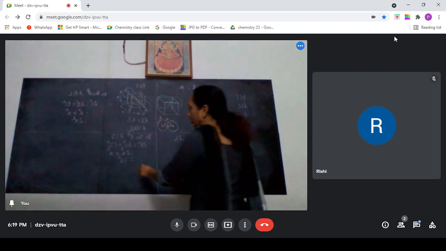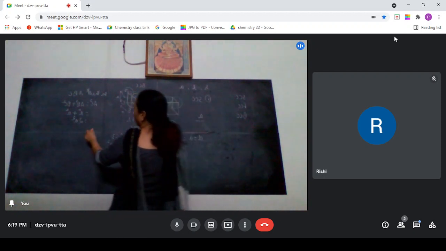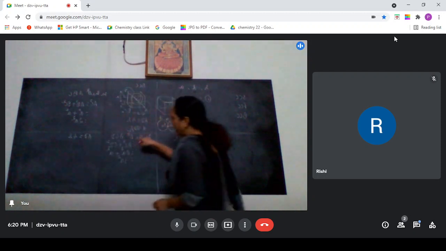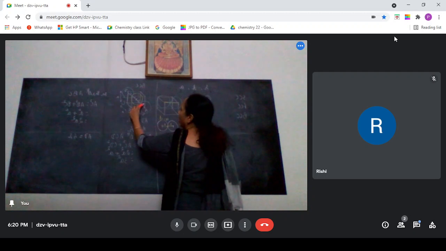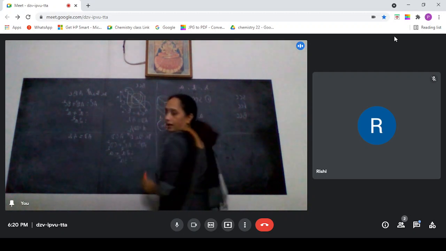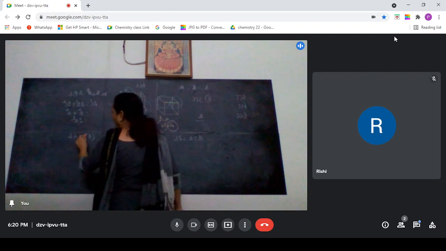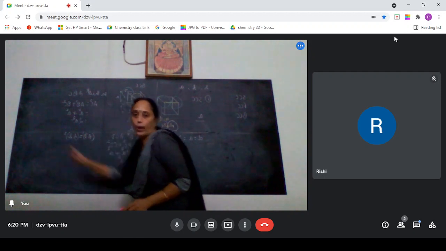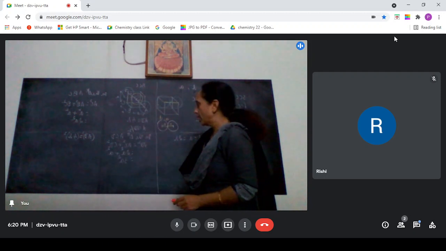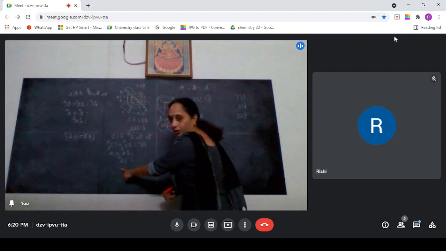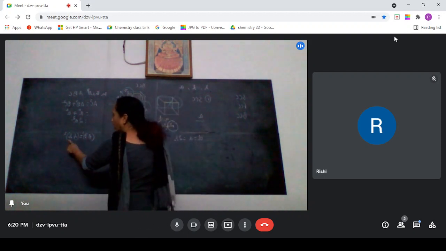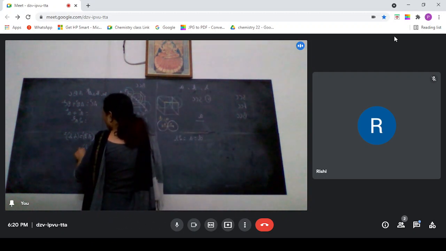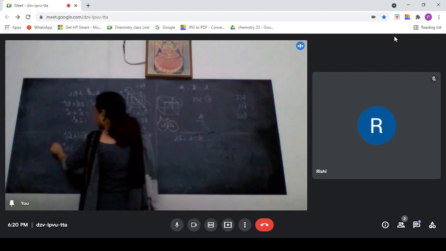3A square. Now, we know that AD is also equal to 4R. Why 4R? R plus R plus R plus R. So AD equal to 4R. Squaring it on both sides, AD square is equal to 16R square. So AD square is also equal to 3A square, and AD square is also equal to 16R square. Therefore, 4R whole square is equal to 3A square.